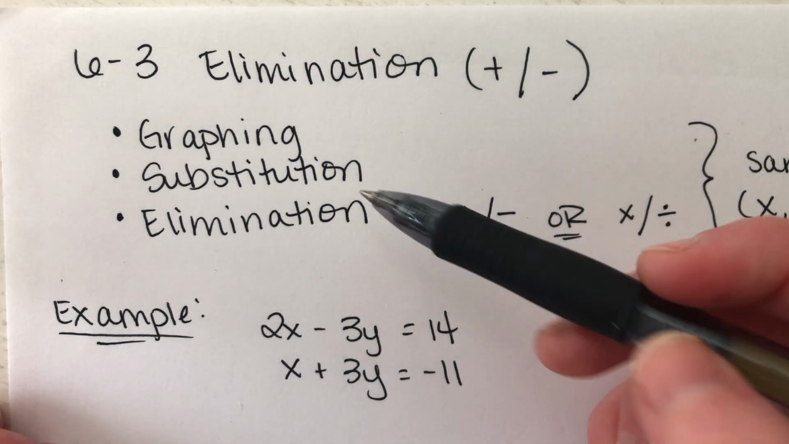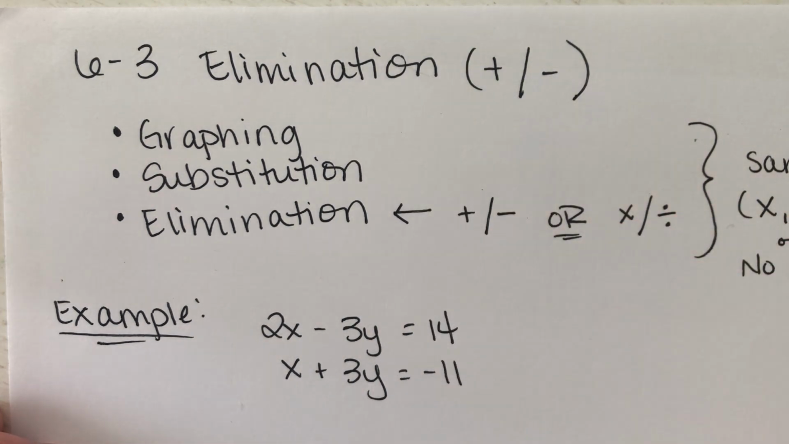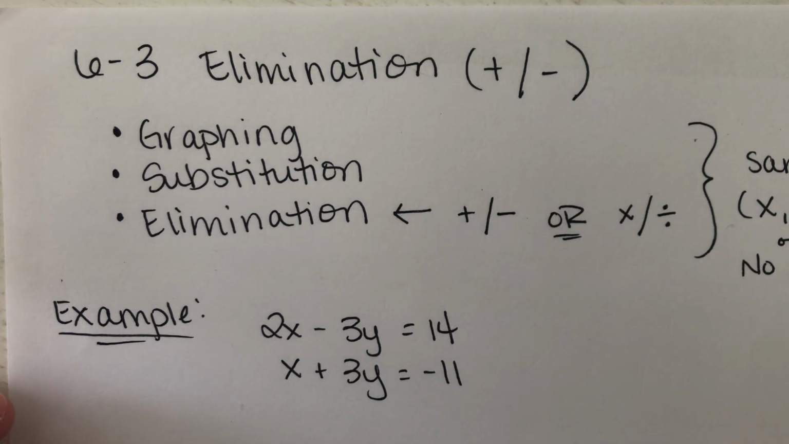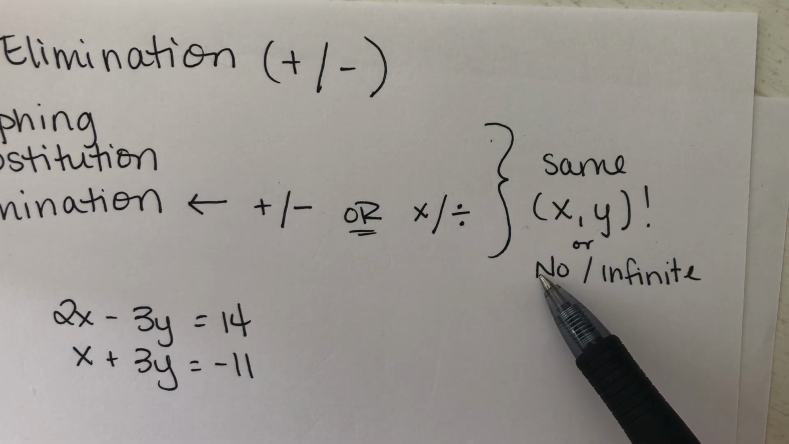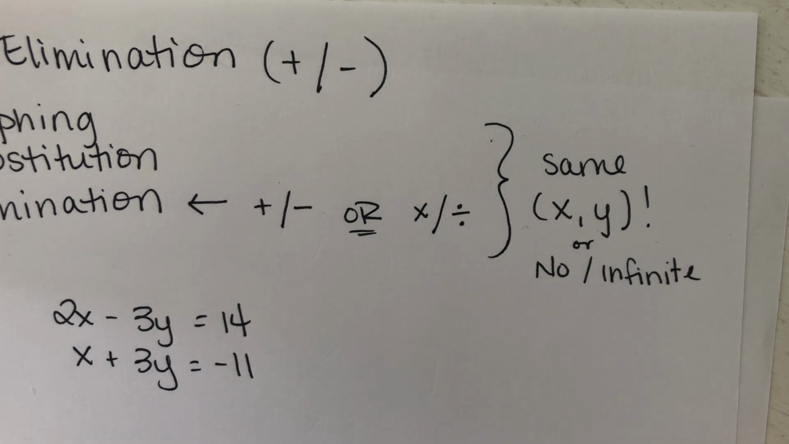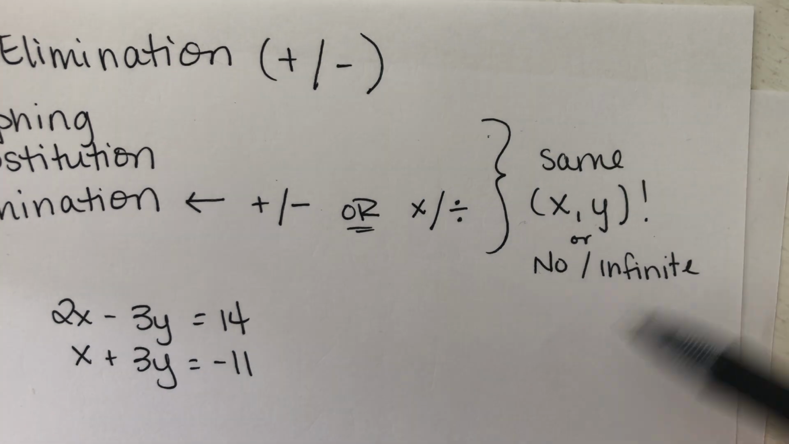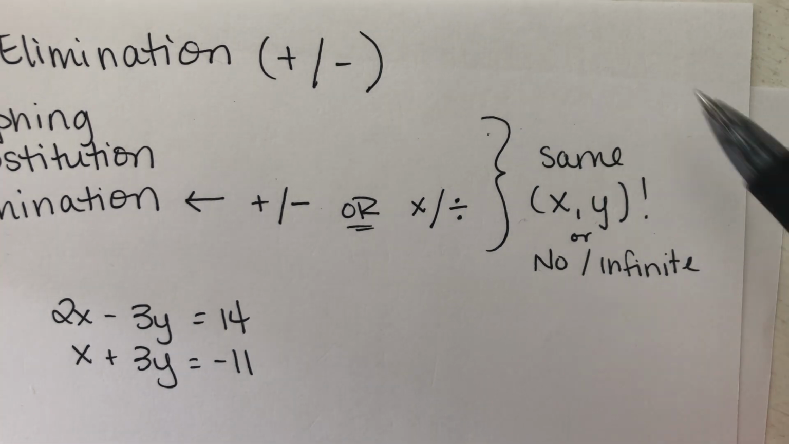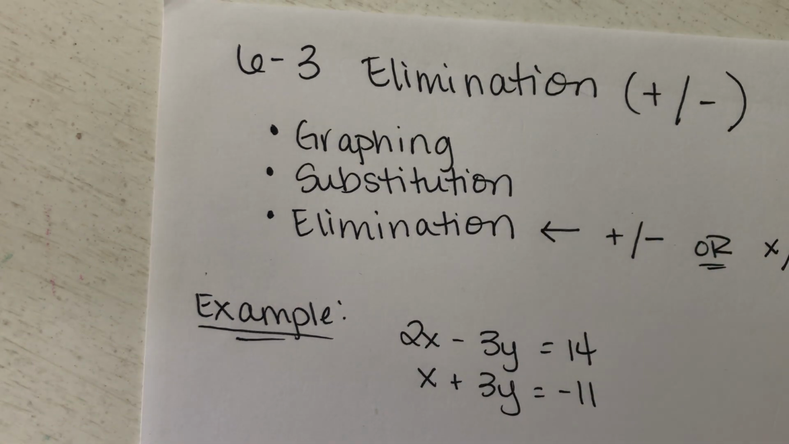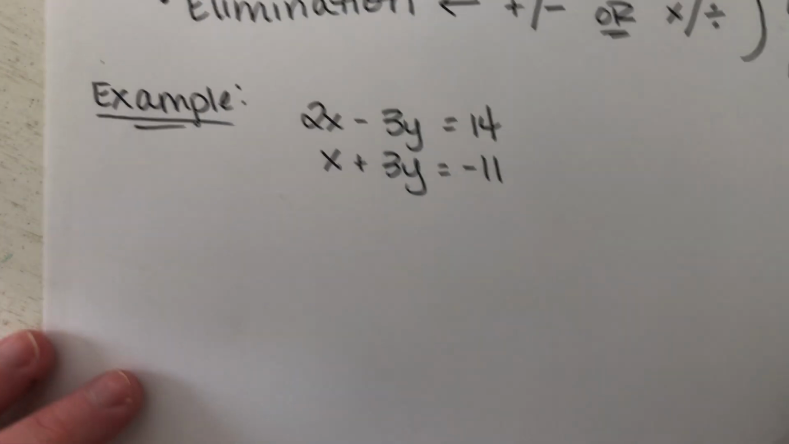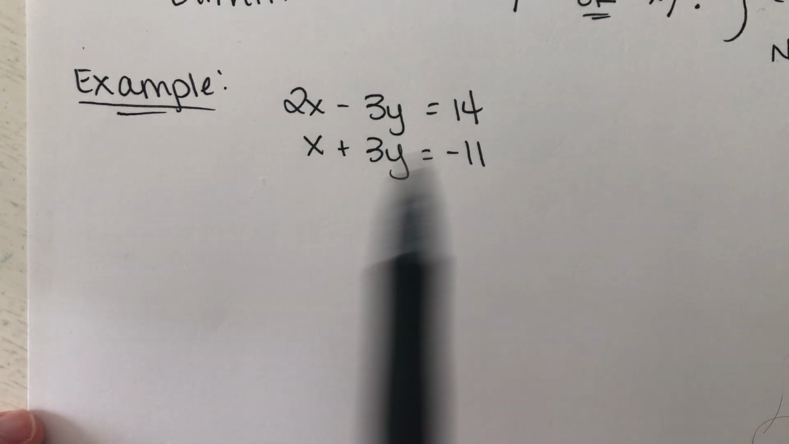So whether you use graphing, substitution, or elimination to solve a system, that system is going to have the same answer no matter what. It's either going to have one solution, x comma y, no solutions, or infinite solutions. But that system of equations will have the same answer whether you graph it, use substitution, or elimination. Okay, so our first example here looks like this.